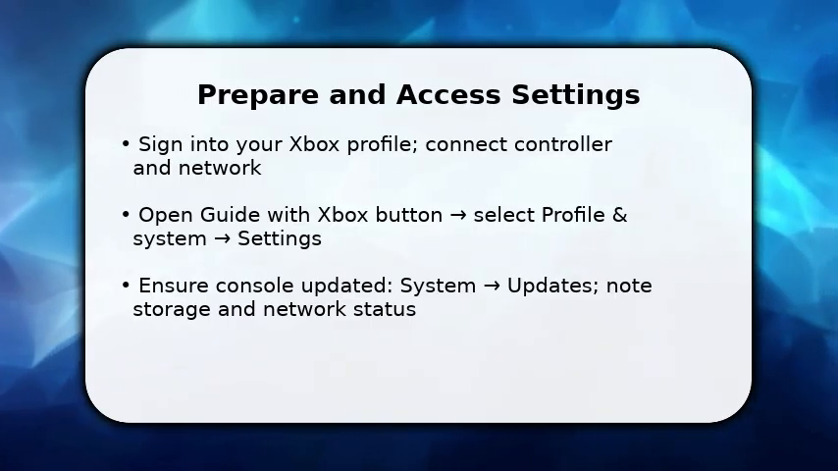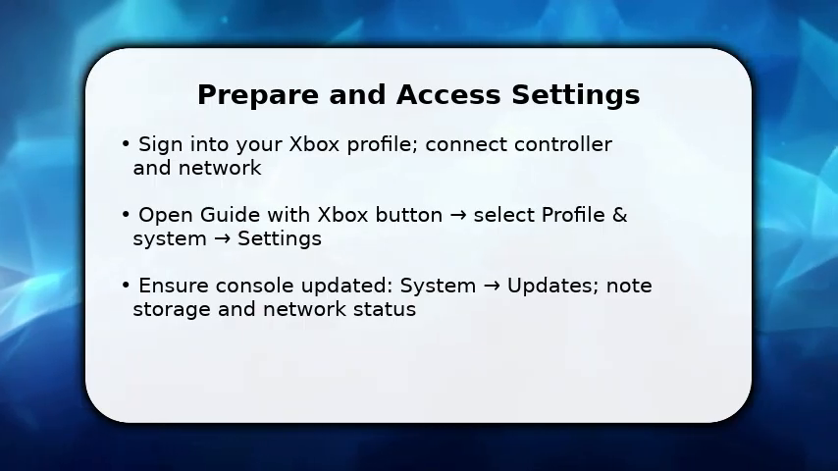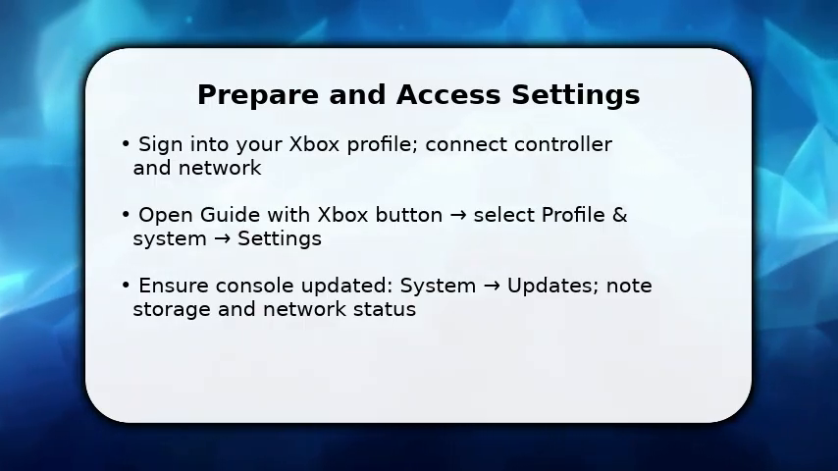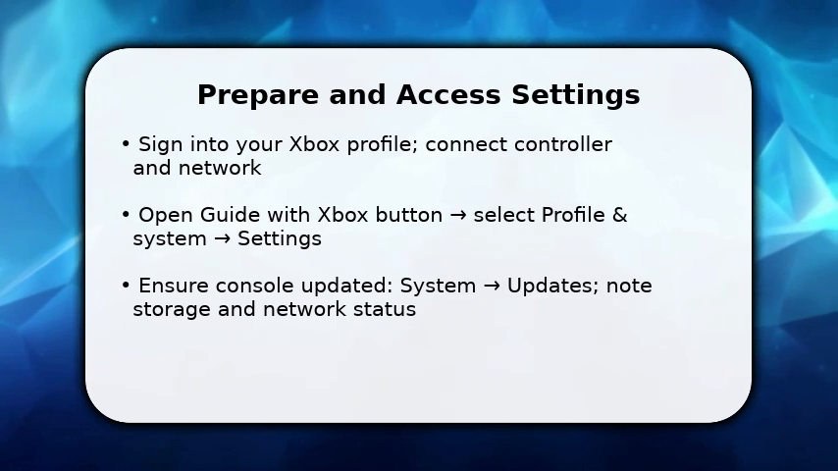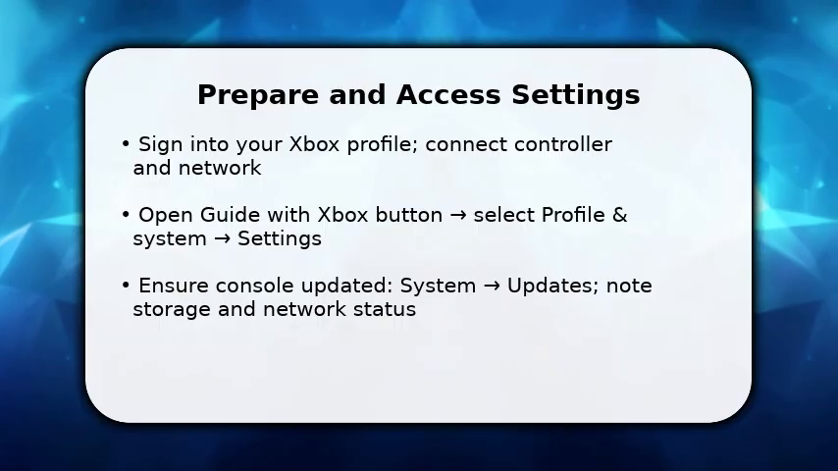Make sure you're connected to the internet and that the console shows its latest system update, because missing updates often hide or change options. Once that's confirmed, proceed to the next area to adjust display, audio, and network specifics.